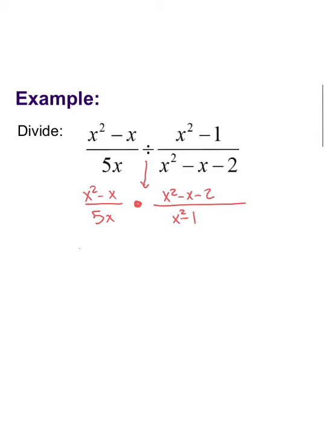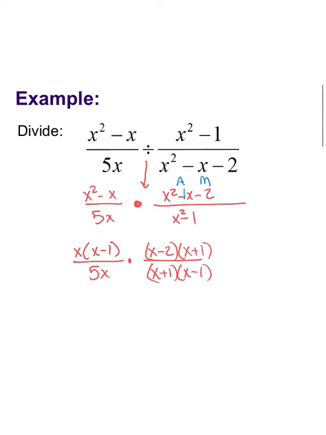If I look at the first numerator, it's a greatest common factor. If I look at the first denominator, it cannot factor. The second numerator, I'm looking for numbers that add to -1 and multiply to -2. So that becomes x minus 2, x plus 1. And my second denominator is x plus 1, x minus 1.